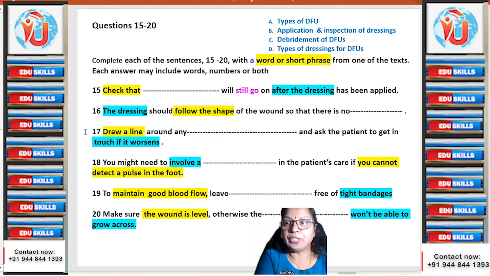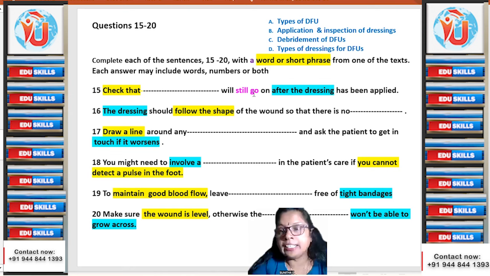Complete each of the sentences 15 to 20 with a word or short phrase of one or two words. Each answer may include words, numbers, or both. Okay. 15th question: check that dash will go on after the dressing has been applied, right? So here, check. Can you tell me the other word for check? Which word is mentioned in the headings instead of check? B, ma'am. So where do we have to check that answer? Text B.